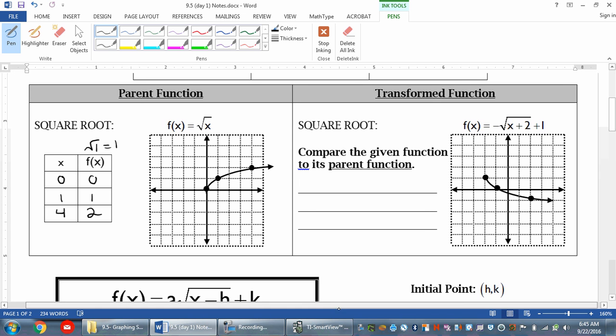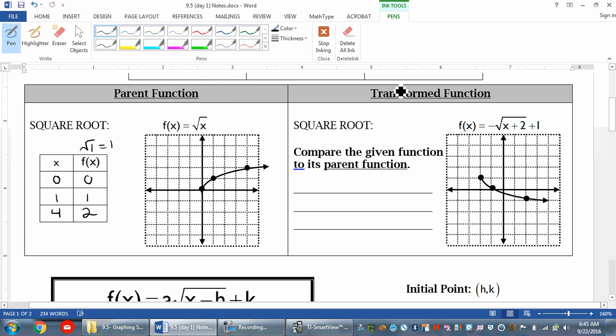All right, let's go ahead and compare this transformed function to the original. So the first thing you should notice is there's a negative on the left side. So if there's a negative, there's going to be a reflection over the x. From the origin, I move left 2. And then from the origin, I move up 1.